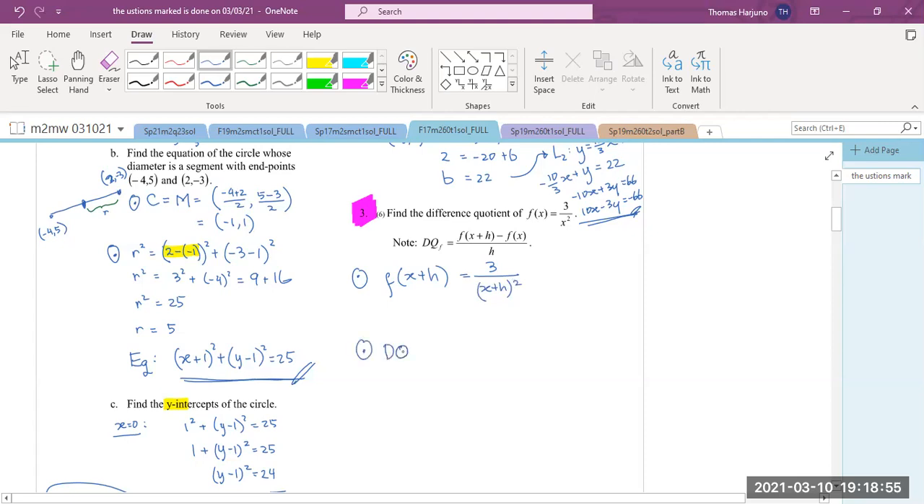What is the reason? Because when we work on the difference quotient, you will get f of x plus h minus f of x, over h. Now how do we simplify that? You need to think how to simplify. We will multiply by the LCD, which is x squared times x plus h squared.